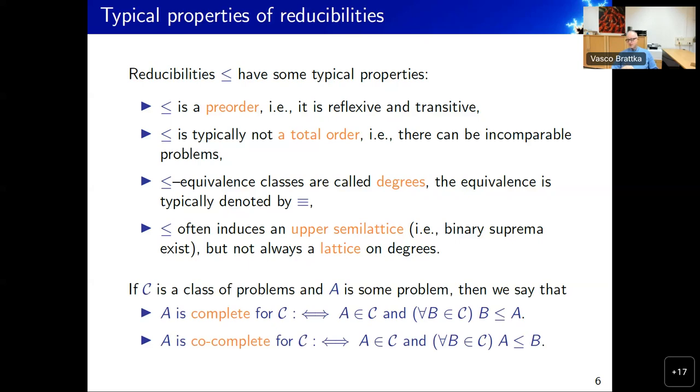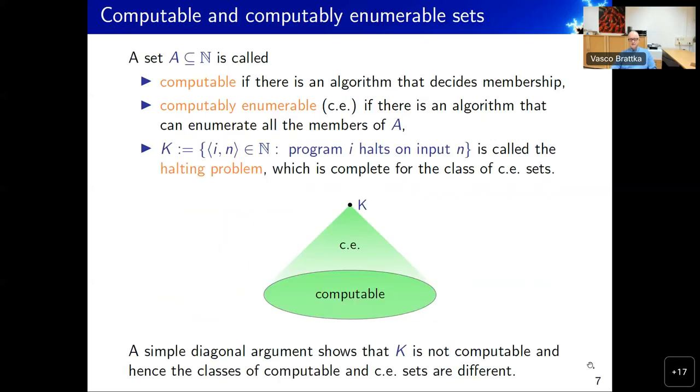There is a well-established terminology of being a complete problem for a class of problems. And what that means is that if a problem A belongs to C, and it's the most complicated problem in the sense that all the other problems in C are reducible to A, then we say that A is complete. So it's a maximally complicated problem in a certain class. It's not well-established terminology, but we could speak about co-complete problems if we have the simplest problem in a certain class of problems. And we will see a lot of such examples in a second.